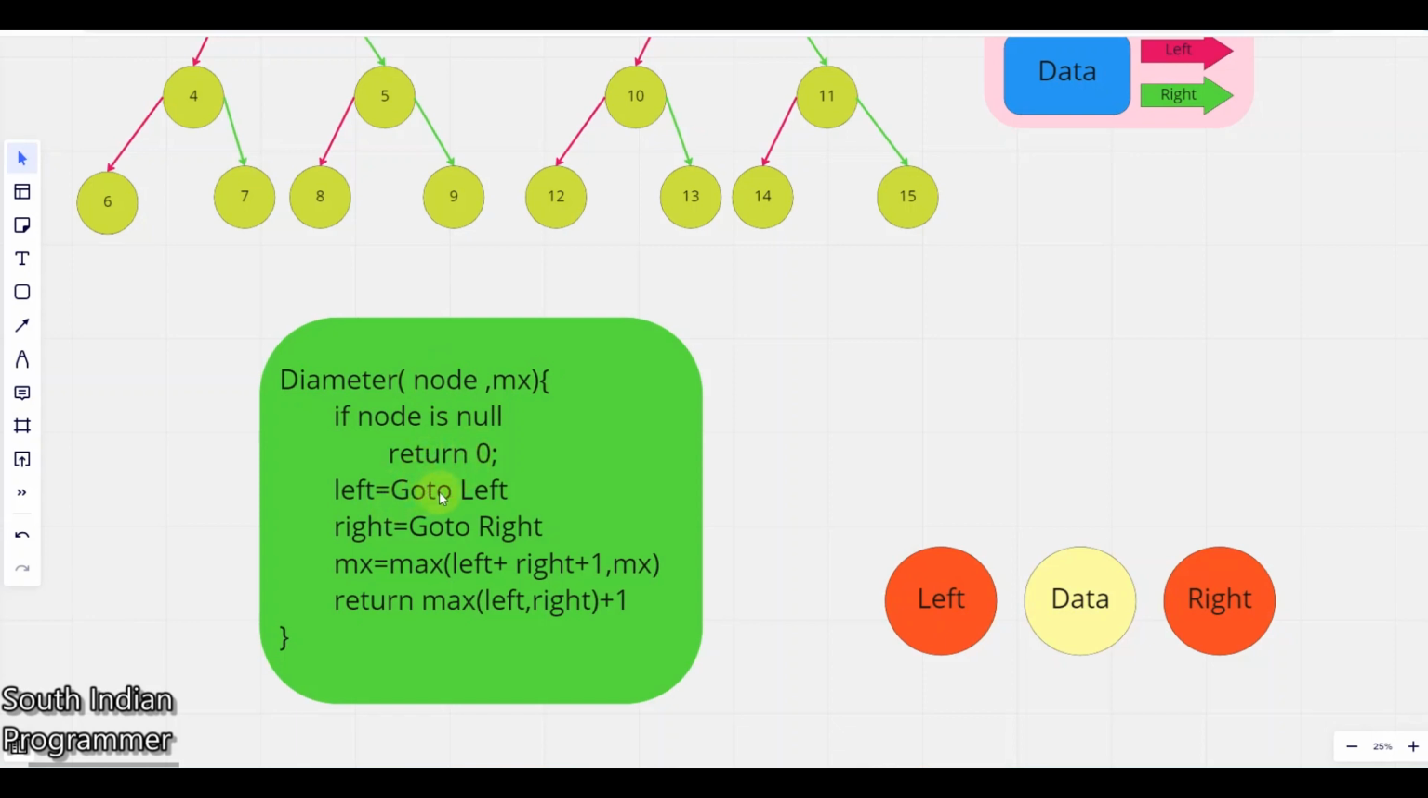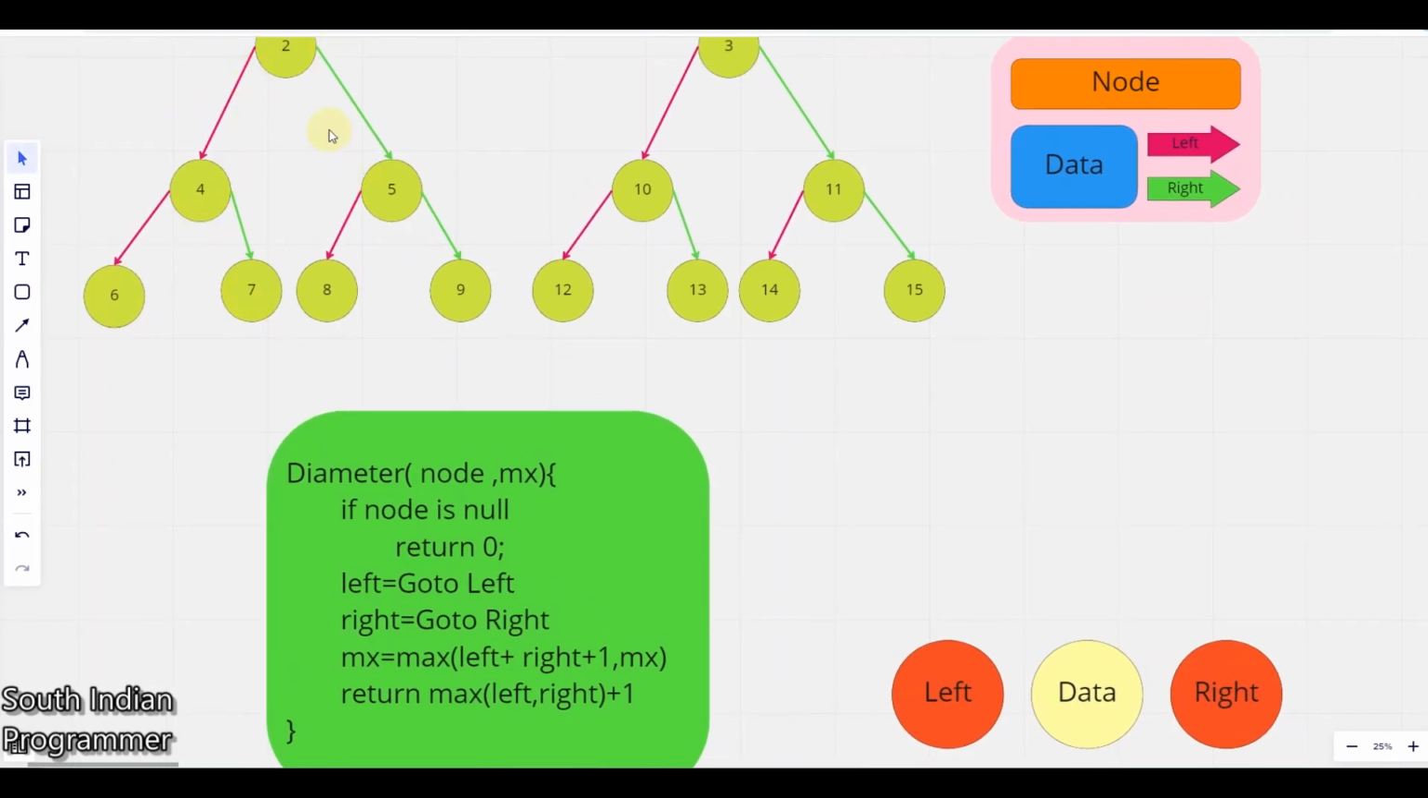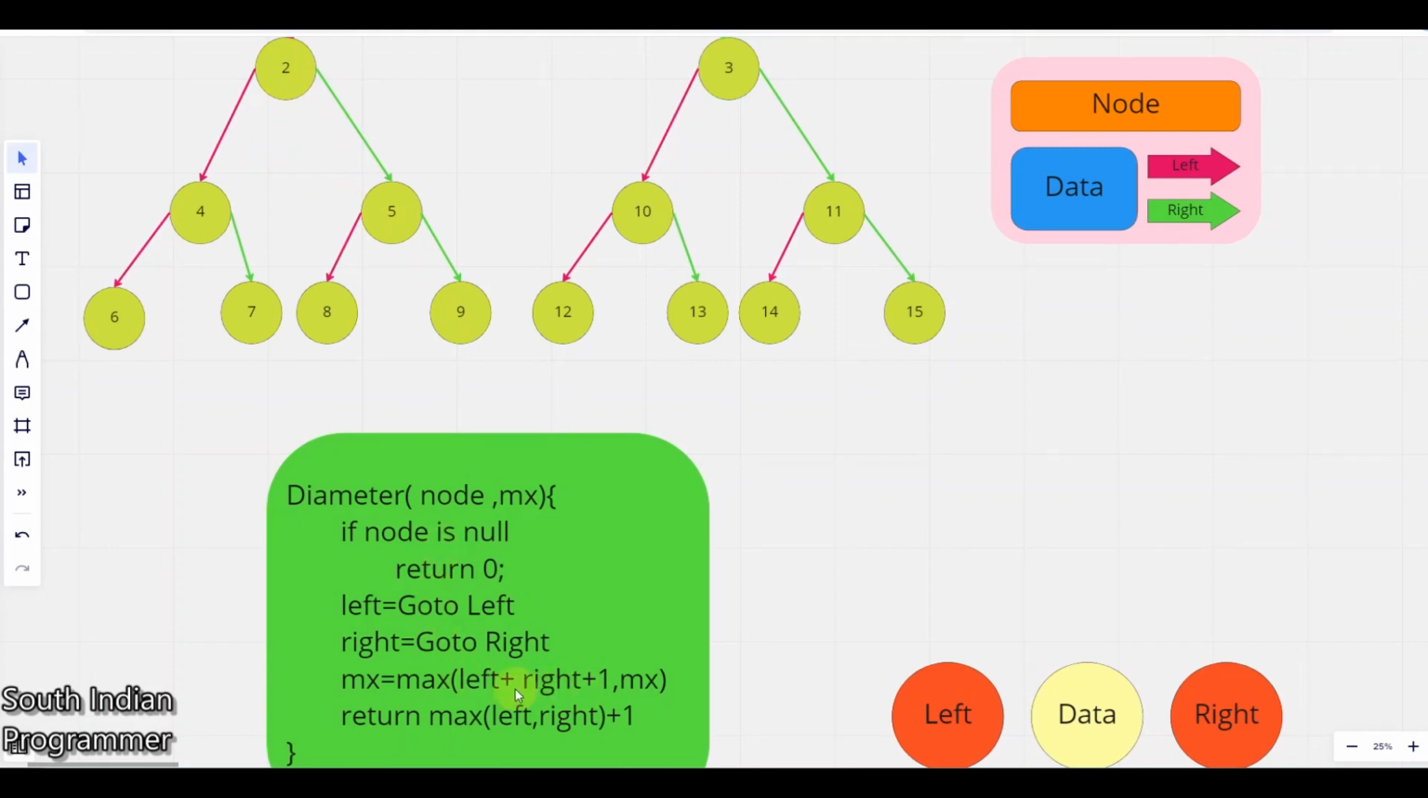Now I have to go to the left side and go deeply in the left side, and do some operations. Similarly, I have to go to the right side also and do some operation. When I'm going to the left and right, it returns some values, the height. So I'm adding these two heights plus 1. So here I have 2 and here I have 2, along with this root plus 1. I have to make the addition, and I'm updating that max variable.